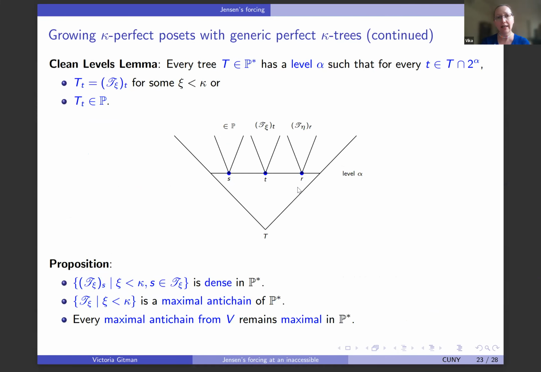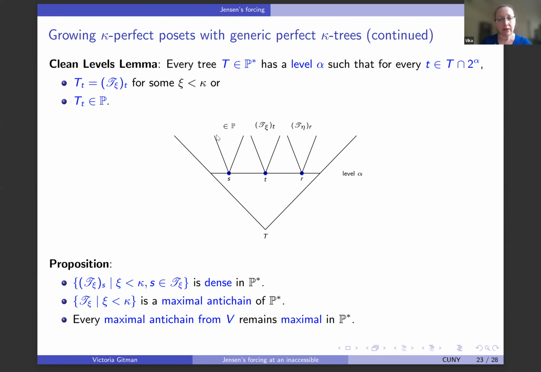And we have another nice clean levels lemma. So if you have a tree in P star, as long as you go to a high enough level, if you look at any given node, the tree that sits above that node is either one of the generic trees or it's one of the old trees. So as long as you're working above a large enough node, we know exactly what the elements of our P star look like. And this is super useful in actually working in construction space.